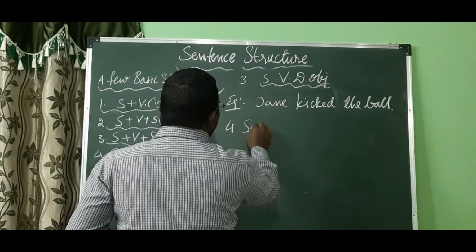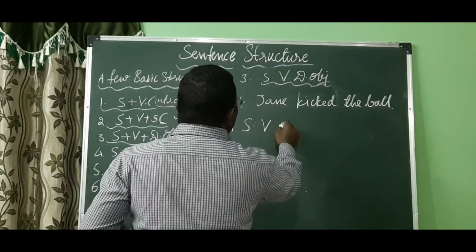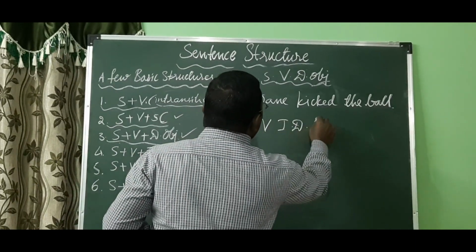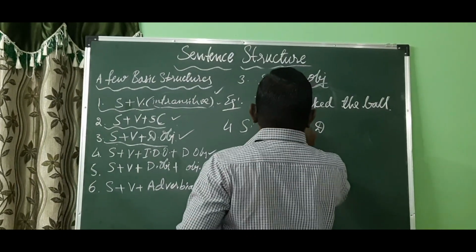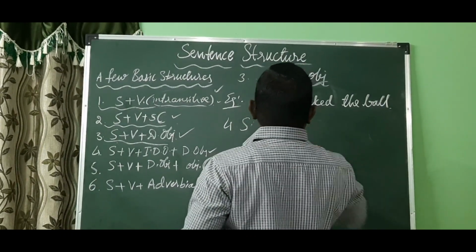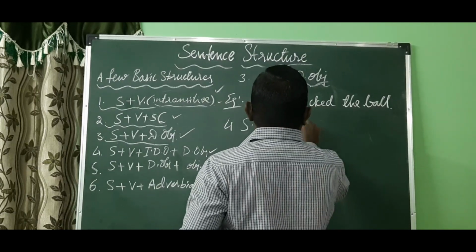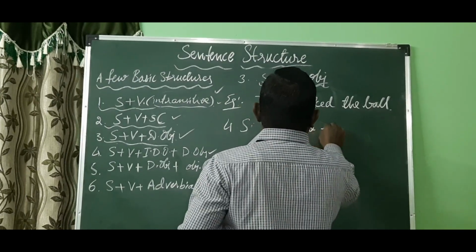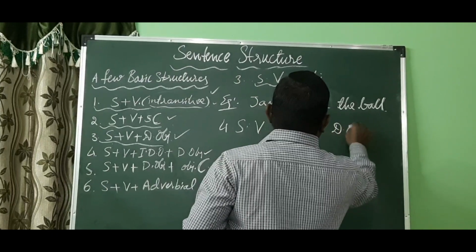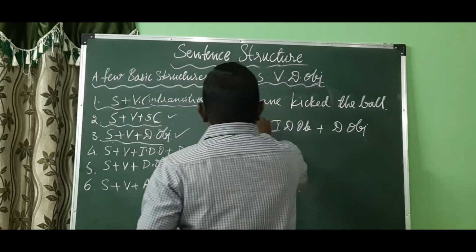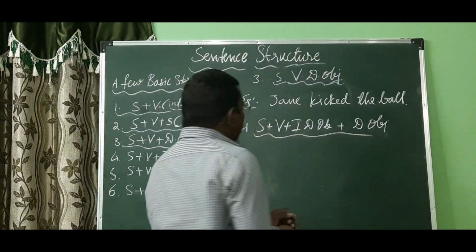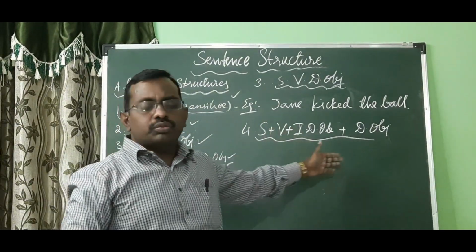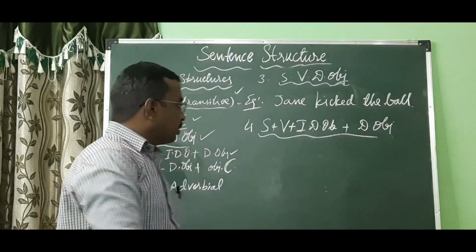Subject, verb, indirect object, and direct object. Indirect object plus direct object. Let us take the structure of another combination, right? Subject, verb, indirect object, and direct object. See some example.